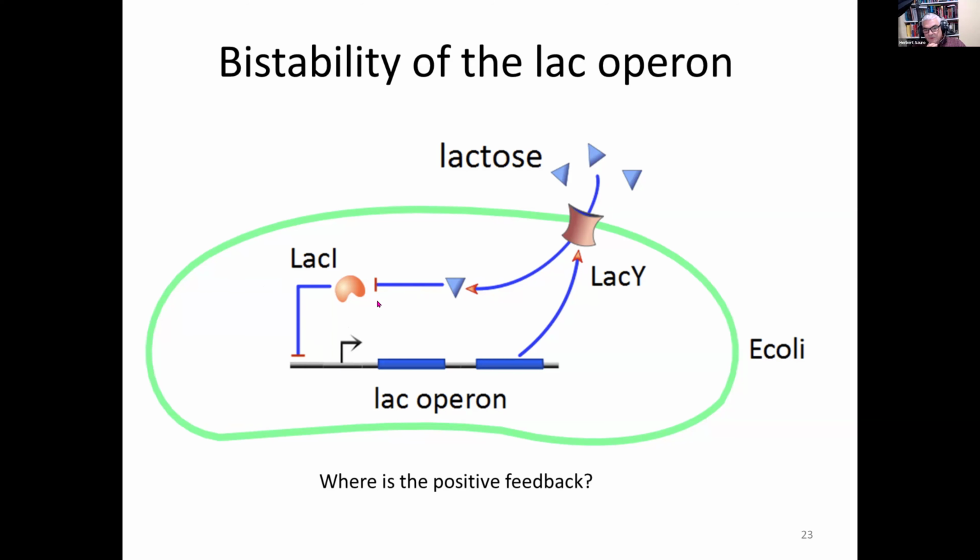Sometimes it's not so obvious where the positive feedback is, because if you just looked at this, you just see two negatives, and that may not look like a positive feedback. But then you realize that the two negatives combined together effectively form a positive feedback.